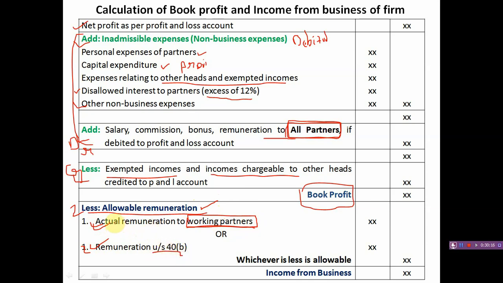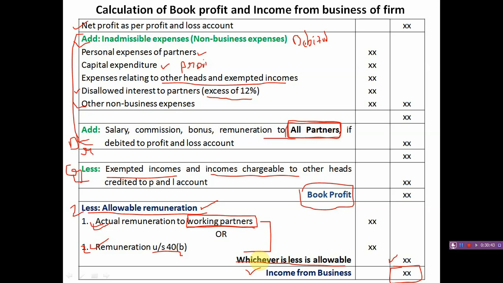So the least of these is the allowable remuneration. It means whichever is less is the allowable remuneration. From the book profit, if we deduct the allowable remuneration, the resulting figure is income from business of the firm. So there are 3 steps in the computation of income from business.